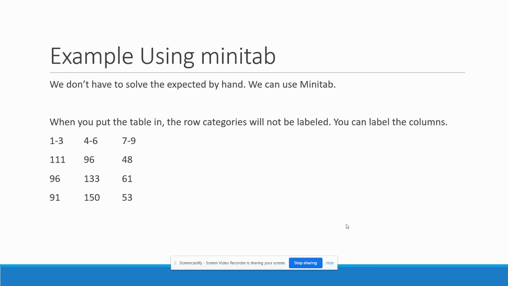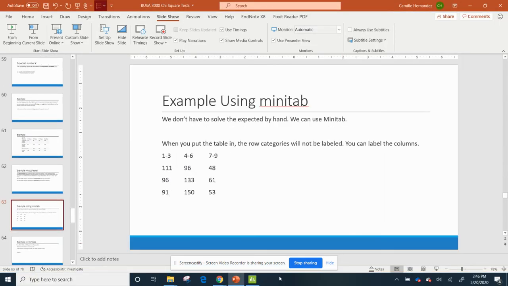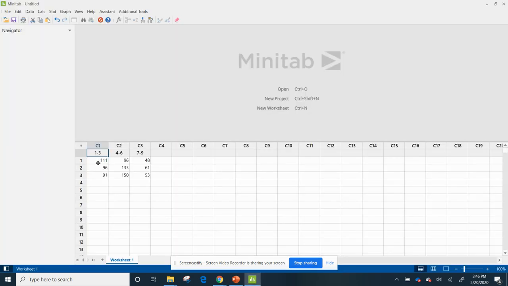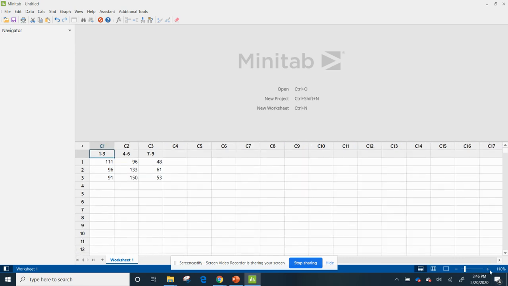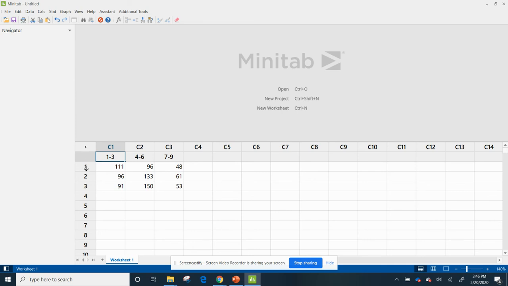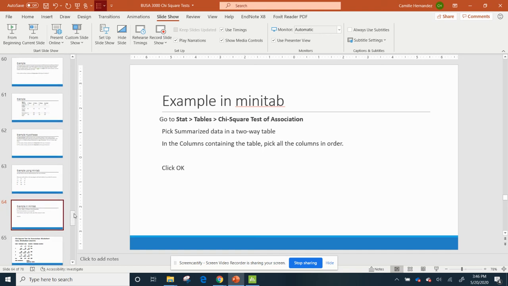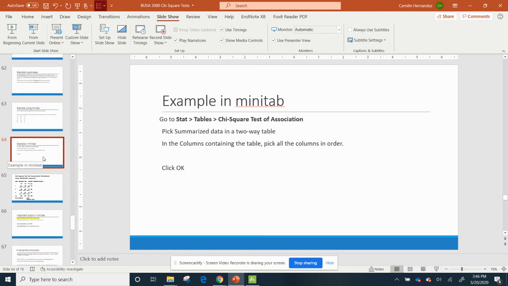Okay, here's my table, but remember, I don't have to worry about much. In Minitab, I don't even have to put the totals, I just have to put the raw data. I'm not going to put the rows at all. All I'm doing is putting in my columns and my data. Again, don't put your totals in because it will count them and you don't want that. And as always, with these slides, I have the directions for what to do.